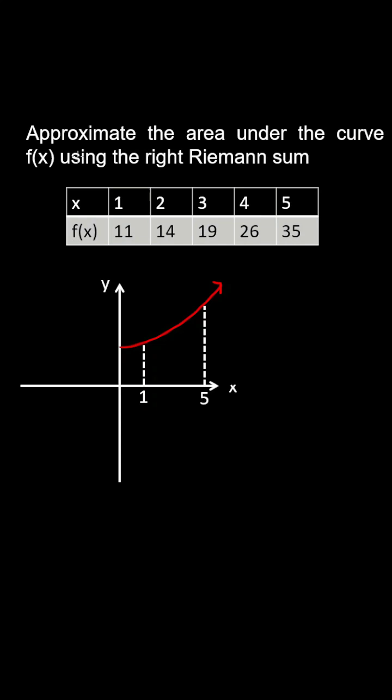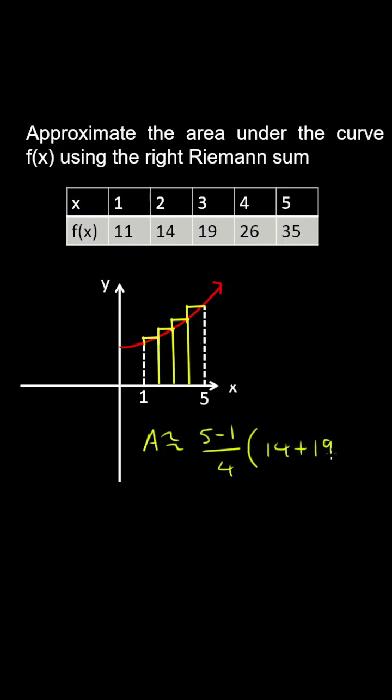Let's approximate the area under the curve using the right Riemann sum. So we divide this curve into rectangles, and now because we're using the right Riemann sum, the right of these rectangles touches the curve. So therefore the area is approximately equal to the width of one rectangle. So that would be 5 minus 1 on a number of rectangles, and that's multiplied by the height of the right of each rectangle that's touching the curve. So that would be 14 plus 19 plus 26 plus 35 as given in a table. So the area is approximately equal to 94.